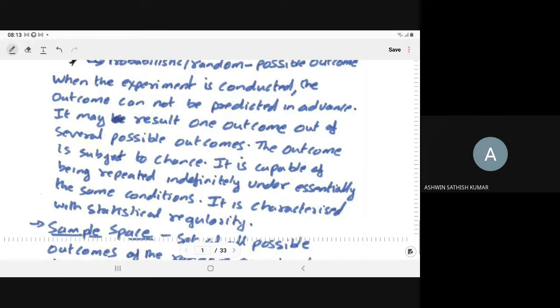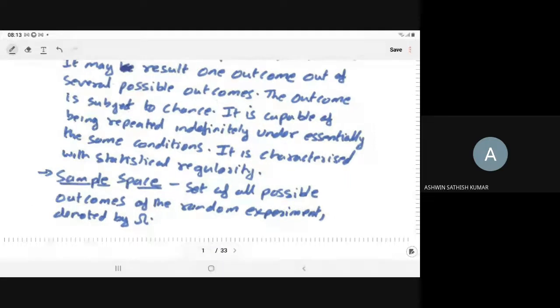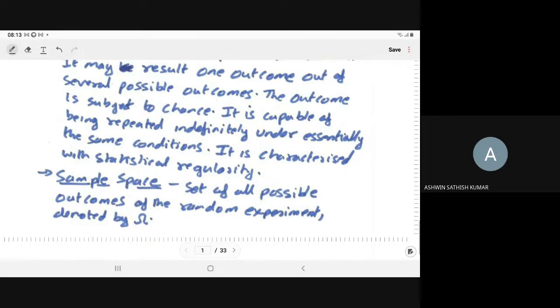It is capable of being repeated indefinitely. Whatever stochastic process we study must have the quality that you can repeat it indefinitely. You can toss a coin any number of times under essentially the same conditions. For a stochastic process, the basic conditions must be the same. It is characterized by statistical regularity. I will tell you later what the meaning of statistical regularity is.